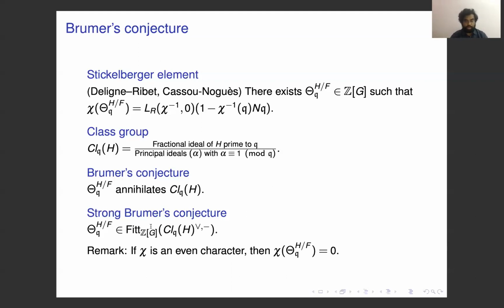So this should imply the weaker one. And the way this implies that is by noting that the Fitting ideal is contained in the annihilator ideal. The minus here doesn't make much of a difference because for any even character, chi of theta is 0. So the plus part of theta annihilates anything you want it to annihilate. It's 0 anyway. And the Fitting ideal is contained in the annihilator ideal, and the annihilator ideal of the Pontryagin dual is the same as the annihilator ideal. So the strong Brumer's conjecture implies Brumer's conjecture.